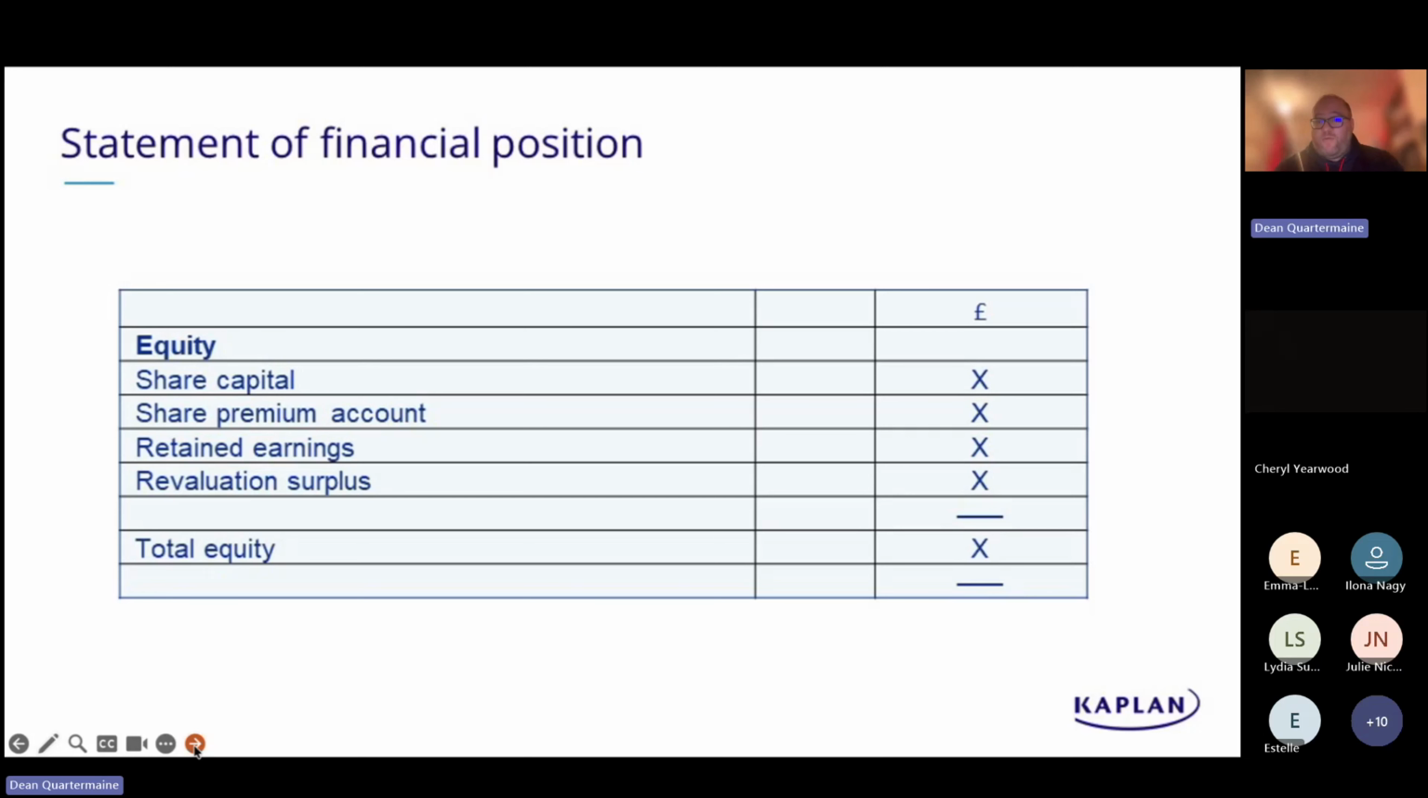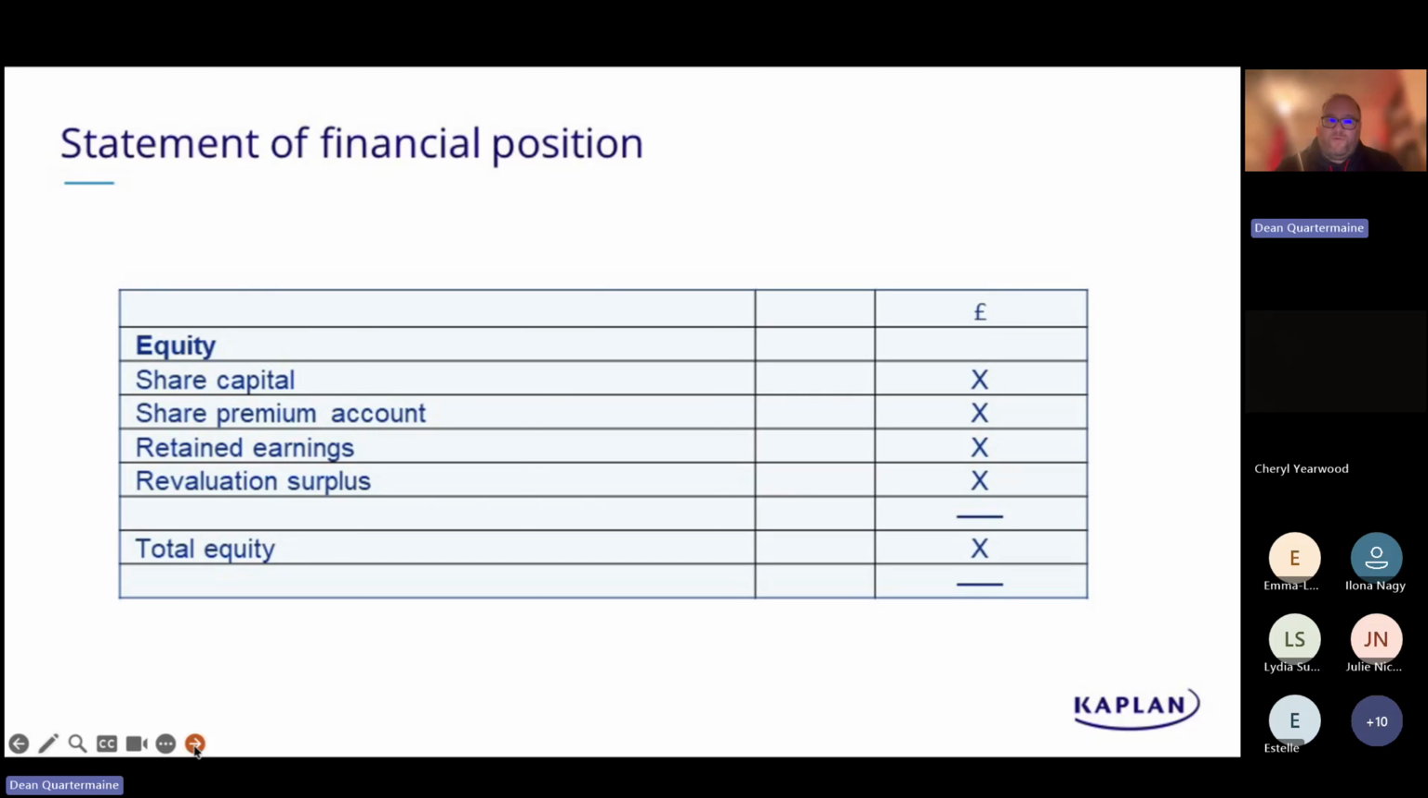Share premium account, which I don't particularly want to go into in too much detail right now, but that's the premium over the book value. So if you sold shares, say the book value of the shares is £1 each, and you sold them for £2 each, you've got £1 of share capital and you've got £1 of share premium. Retained earnings, that's your profit over an extended period of time. It just gets built up, and it's the money that stays in the business. So it's your retained earnings that forms part of capital.